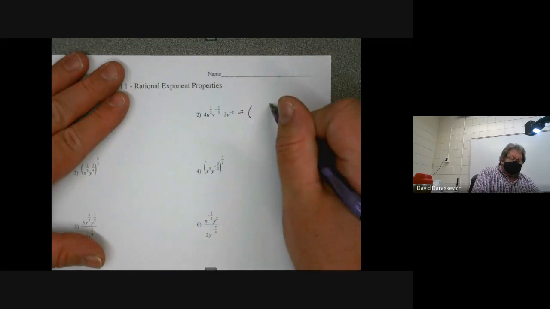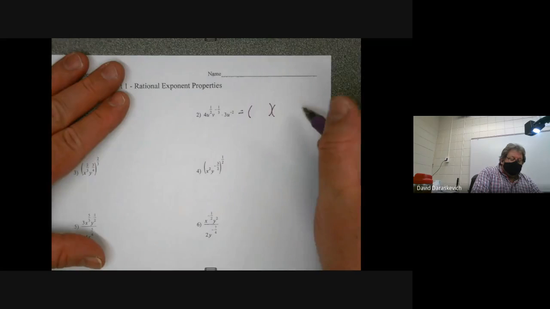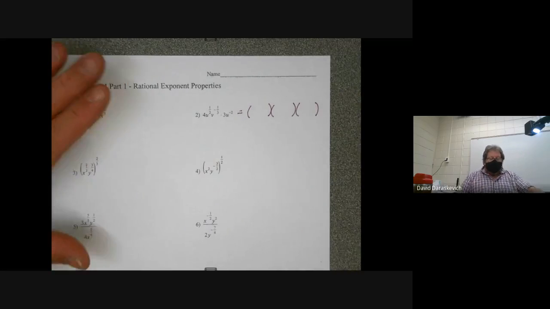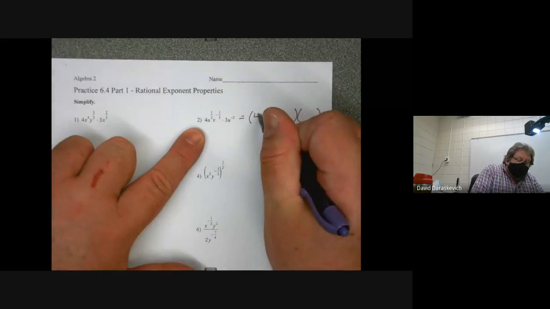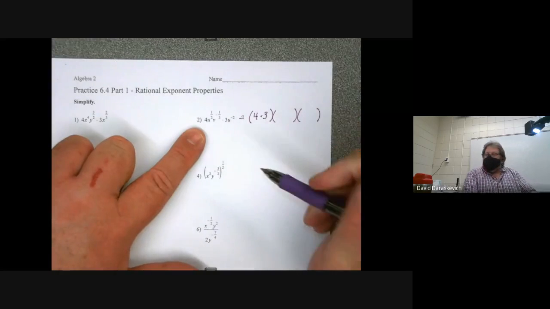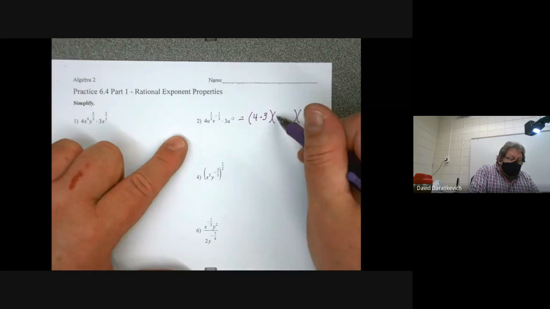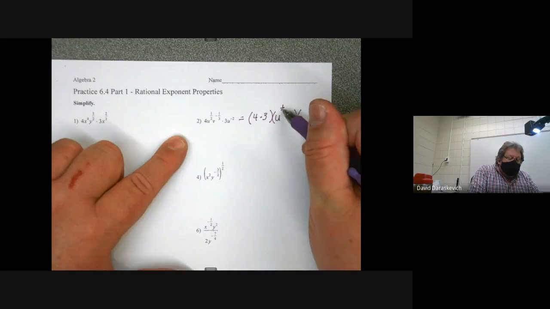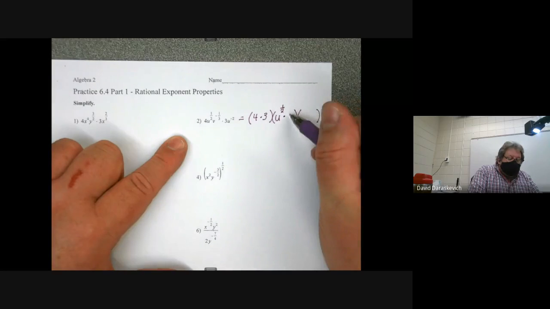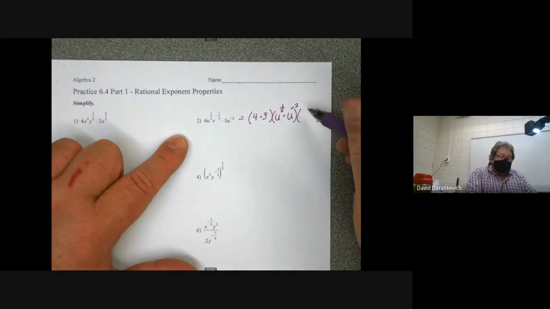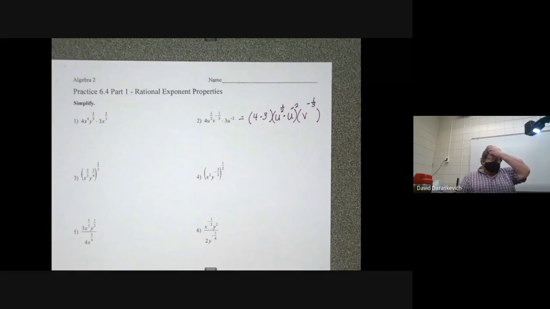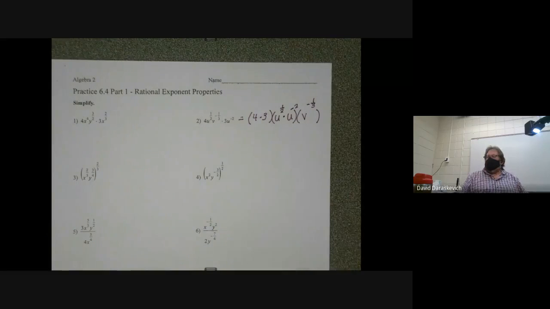I have my numbers, I have my U's, and it looks like I have my V's. My numbers, I have 4 and 3. So 4 times 3. For my U's, I have U to the 1/2 times U to the -2. And then my V, I have V to the -1/3.